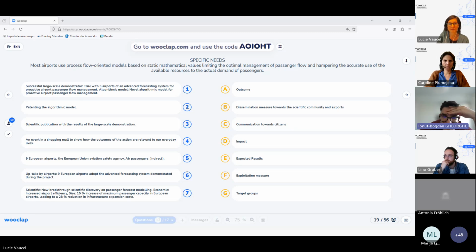Challenging, this exercise. Yes, indeed. I see 21, 22 people have answered already. You can take 5 more minutes to do it quietly, and I will comment afterwards.